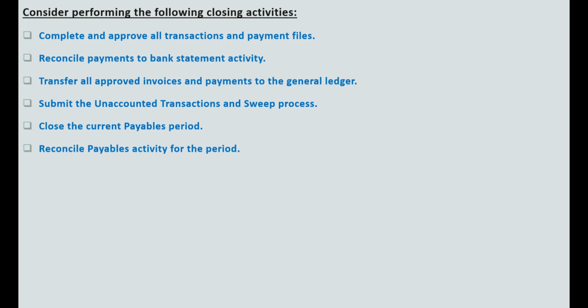Reconcile payable activity for the period. You can make reconciliations by preparing the payables to GL reconciliation. This is a normal process, but it's new in Fusion. Open the next period, run interface processes and run reports. There is a list of reports, which I will share with you later.